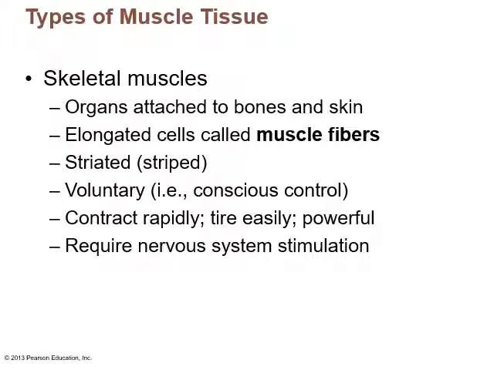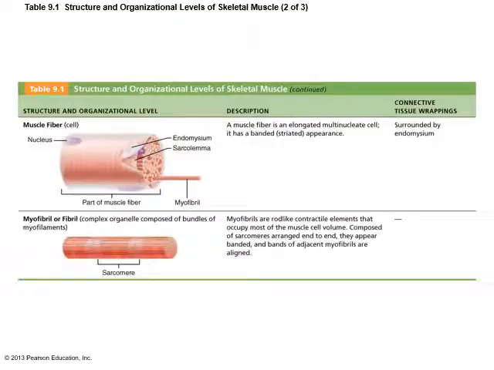Elongated cells, which are called fibers. These cells can be as long as over a foot in length. They're very, very long, so that's why they're called fibers. They have the striated or striped appearance. They're voluntary. You control them. They contract very rapidly, they tire easily, and they can be very, very powerful. Their forces can range from a fraction of an ounce to over 70 pounds. And they do require nervous system stimulation. If you want a muscle fiber to contract, you have to have a nerve fiber attached in some way.